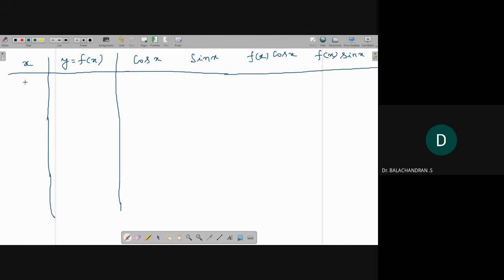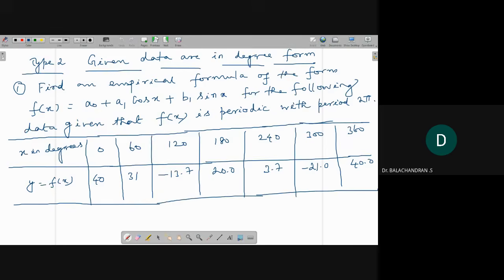What is x value? 0, 60, 120, 180, 240, 300. You should stop here. Don't write 360, because already I told that. So this is a repeated value. So you should consider only the first 6.